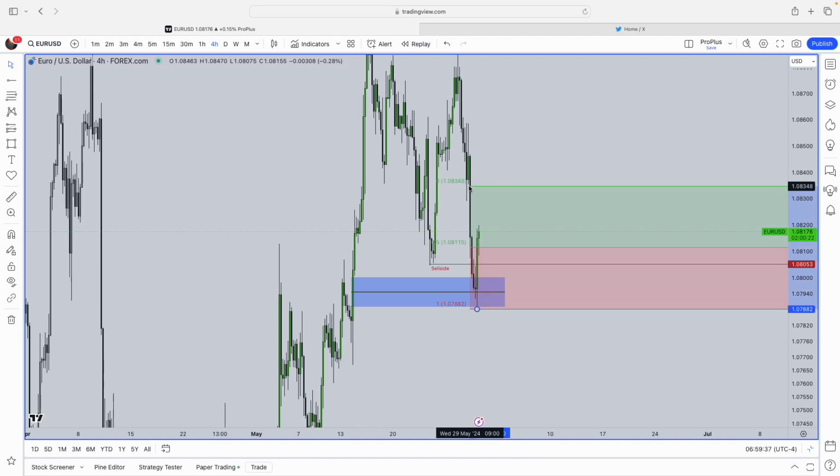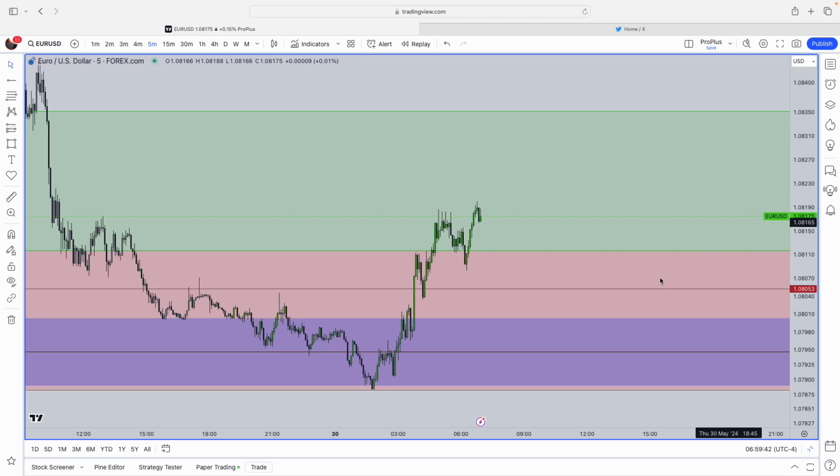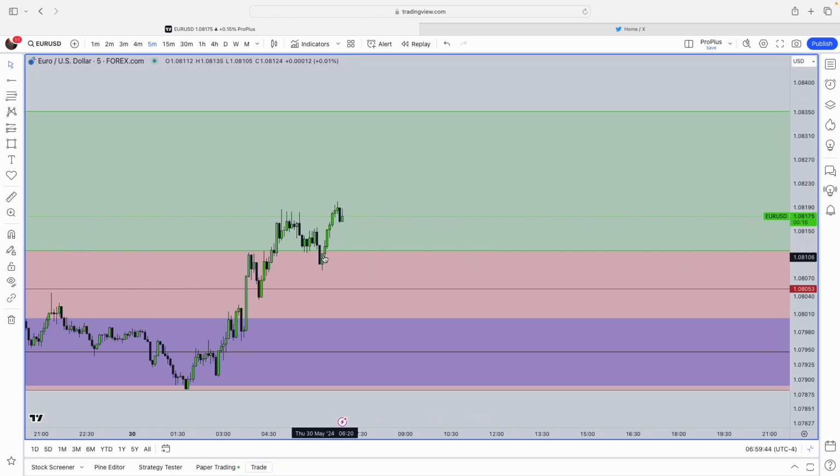But if we draw it from the high here, it's still in a premium, but these two down close candles here is actually a bullish order block. So that could be an entry to run higher. So I'll keep you updated.